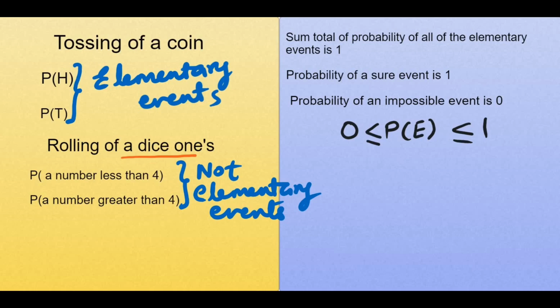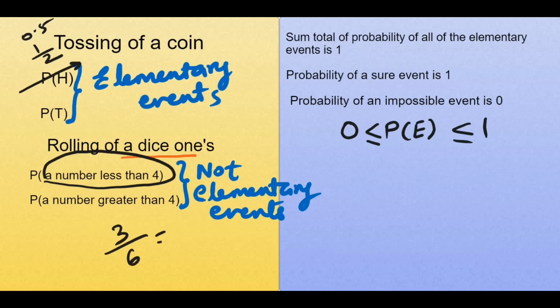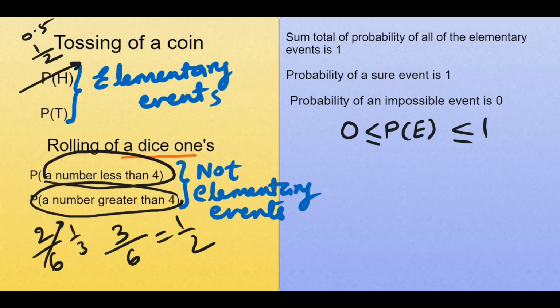So in the first case, when we were finding the probability of getting a head, we had 1 by 2. 1 by 2 is 0.5. 0.5 lies between 0 and 1. Similarly, the probability of getting a number less than 4 was 3 out of 6 cases. That is also 1 by 2, which is 0.5, and lies between 0 and 1. And the probability of a number greater than 4, which was 5 and 6, so 2 out of 6 cases, which was 1/3. 1/3 is 0.3. That is also a number that lies between 0 and 1.